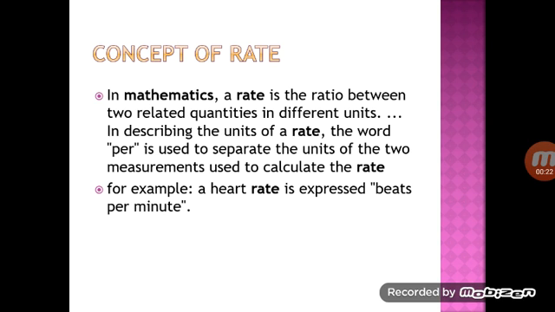In mathematics, a rate is the ratio between two relevant or related quantities in different units. In describing the units of a rate, the word per is used to separate the units of the two measurements used to calculate the rate. For example, a heart rate is expressed in beats per minute. How many times does the heart beat? It is counted per minute, and it is a rate. It is an everyday example of rate. We read it as beats per minute.